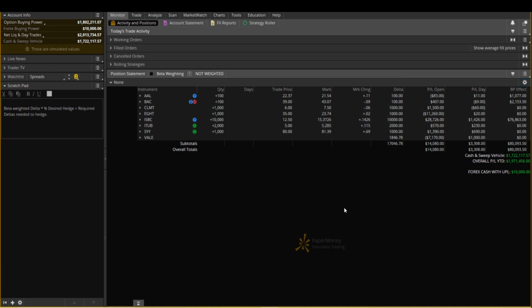And what we want to do is beta weight this to the ETF SPY. And to do that, we'll just come up next to position statement and click on beta weighting. And once we click on that, now we can choose the stock or ETF we want to weight this to. And like I say, we're going to use SPY.